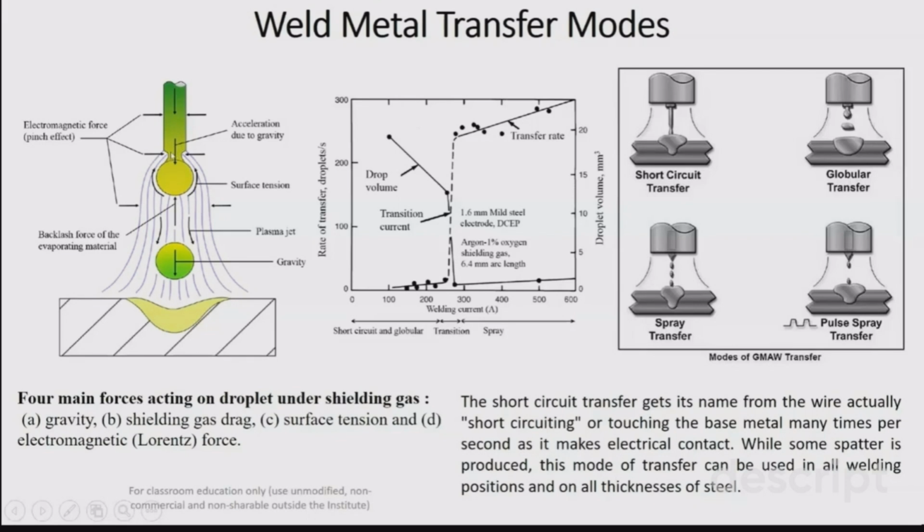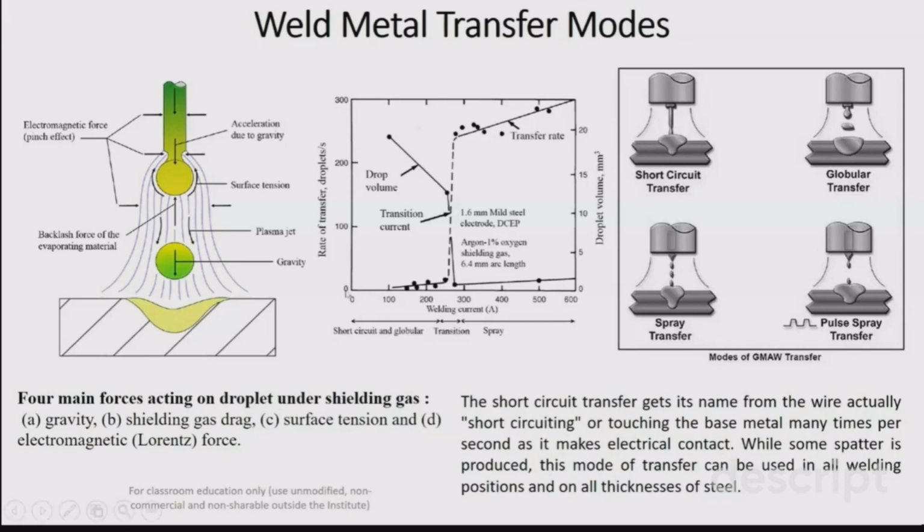You have different forces acting on this developing droplet, in which the gravity force is acting downward and this pinching force is working in this direction. It is trying to pinch the molten droplet, and it helps in the detachment of a droplet from the electrode tip. And this surface tension is creating the obstruction in the creation of your molten droplet at the electrode tip.